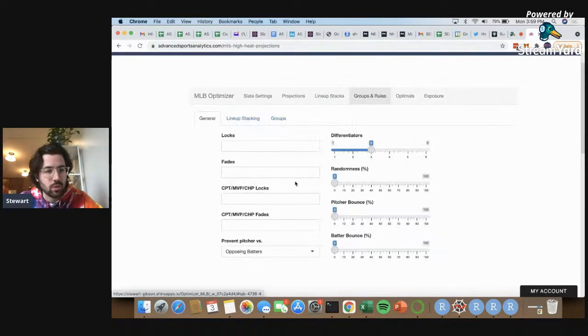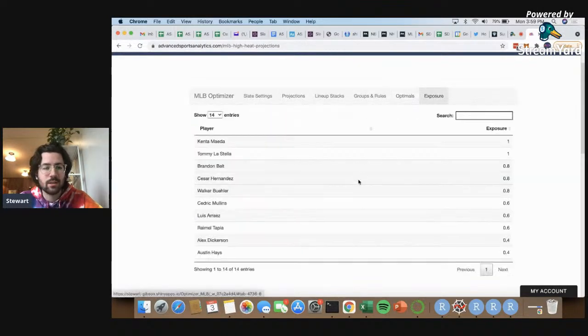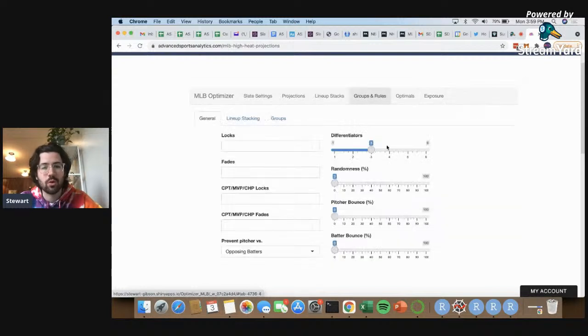Okay, so it looks like we lost one Buehler lineup. Frankie Montas, I guess, in this last one got in over Buehler. So that's kind of how the differentiator works. I don't find myself using it too much. I like to get diversification through some of these other features, specifically bounce and randomness.